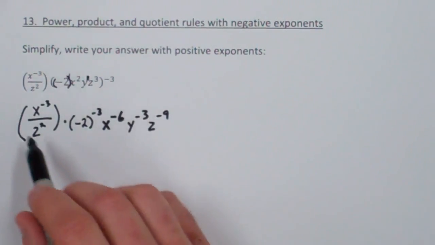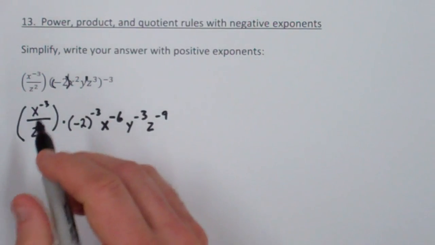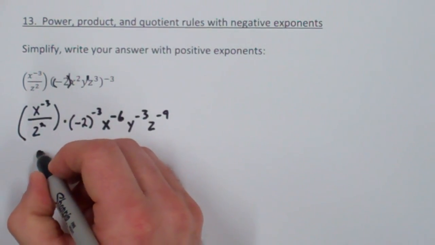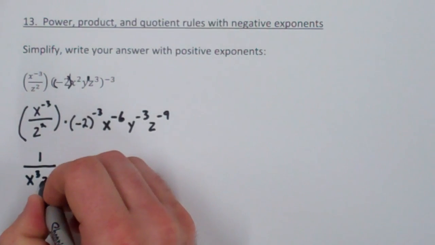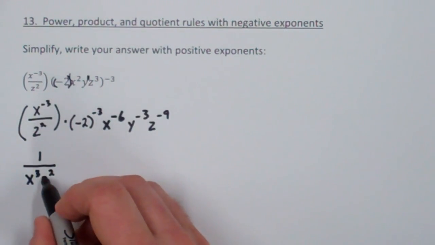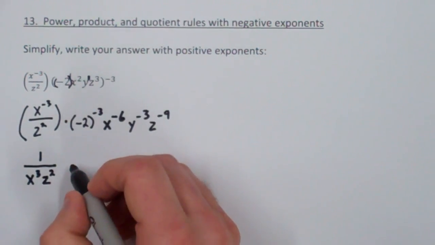If we start to clean this up a little bit, we can take this x to the -3, move it down to the denominator of the fraction, leaving a 1 on the top, and then we've got an x to the 3rd power and a z squared. My z's kind of look like 2's there, so just keep track of that as we go.